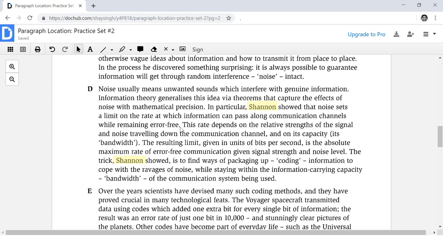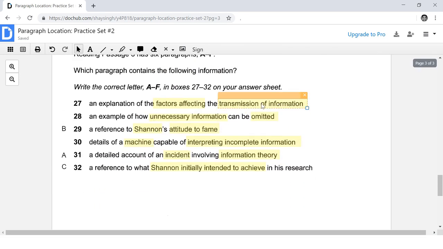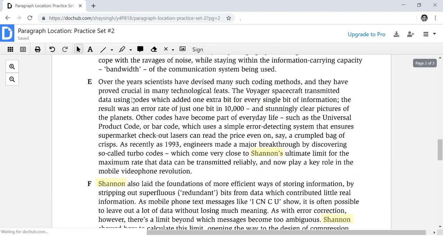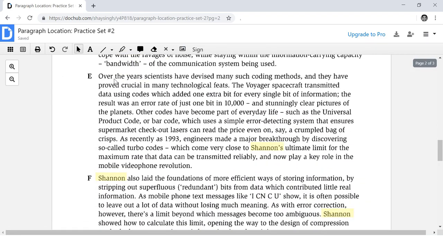while remaining error-free. So basically, what this is saying is that noise affects the transmission of information. What factors affect the transmission of information? What are the factors? Noise, unwanted sounds. So D is going to be the answer for question number 27. Let us move on to the next paragraph, E.